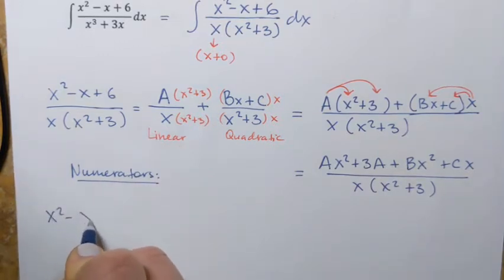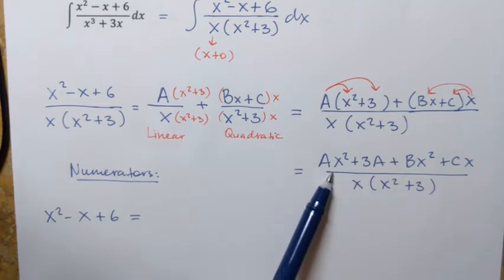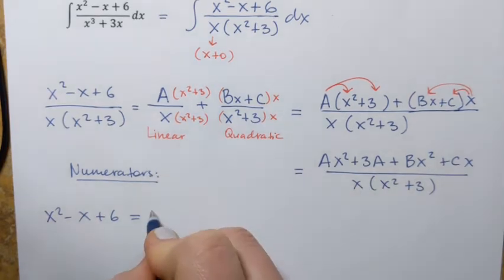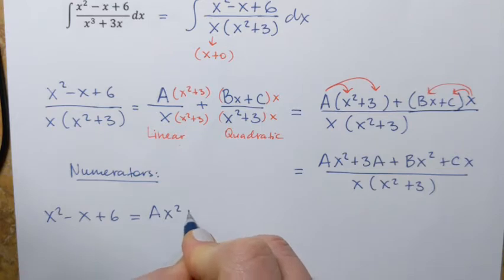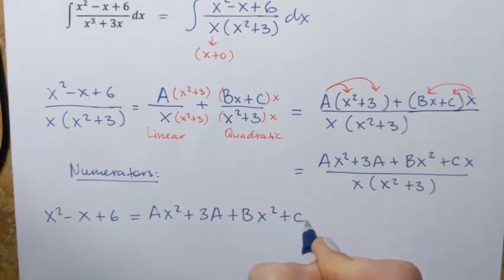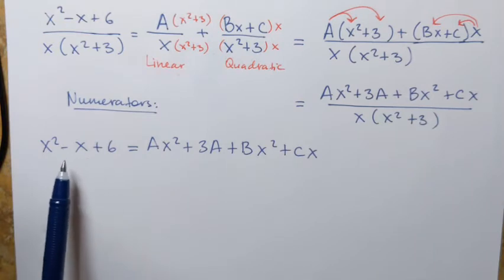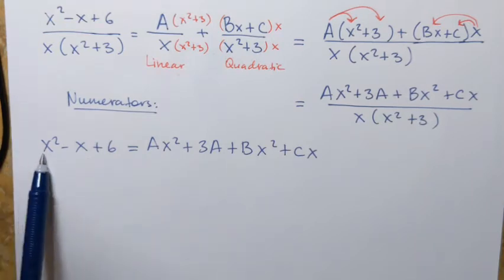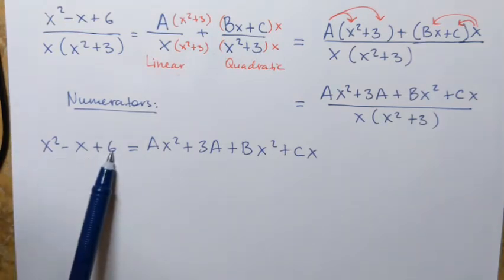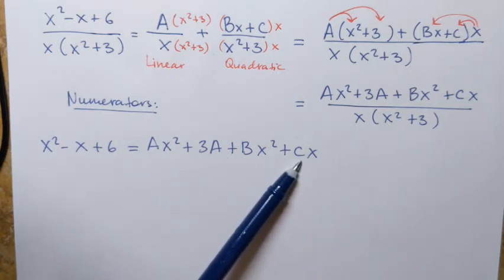X squared minus x plus 6, that's the original. And now I'm going to write down the resulting numerator. The only thing is that I have to rewrite it, because this is what my next goal is going to be. Next goal is to compare and set equal all the coefficients of the original numerator, all the constants from the original numerator, with all the constants of the resulting numerator, right?